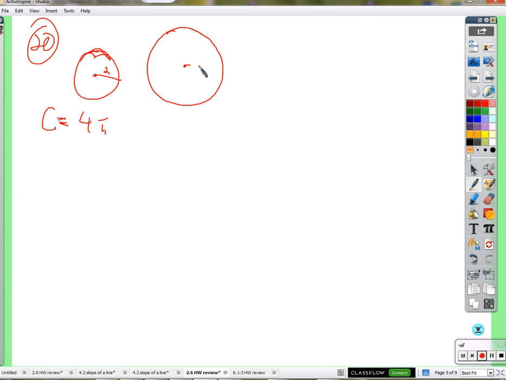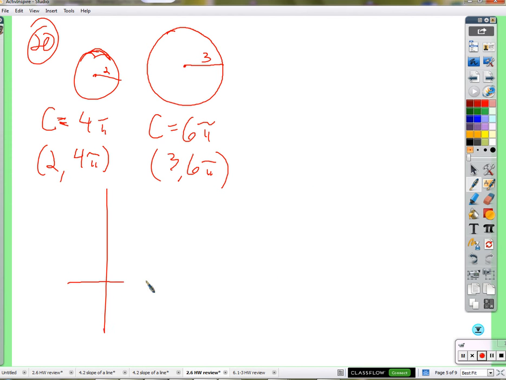If we had a circle that was 3 in radius, it would be 6 times pi. So we have the points: the radius is the input, the output is the circumference. 2 comma 4 pi, and 3 comma 6 pi. Just a plot of points.